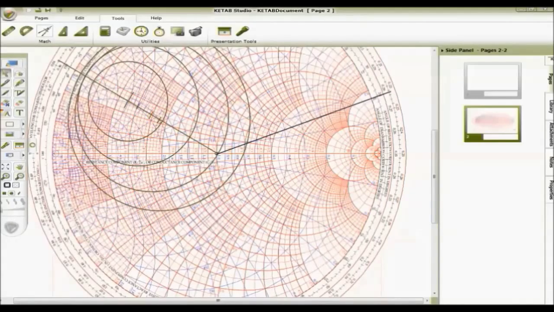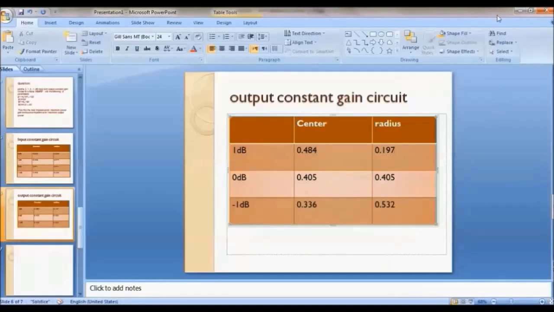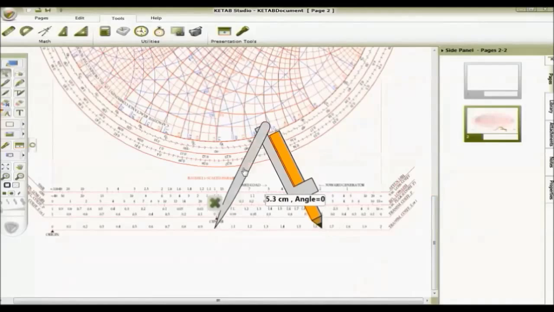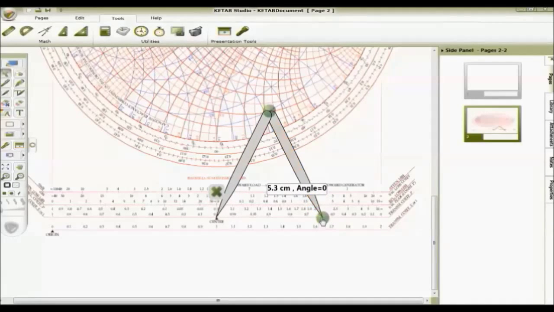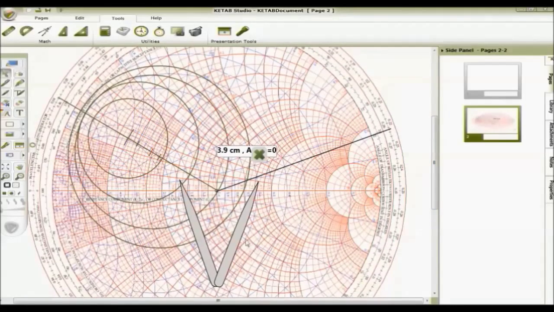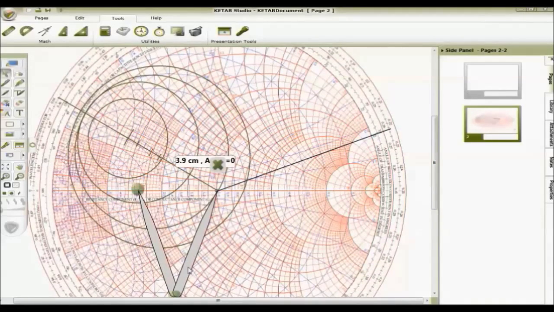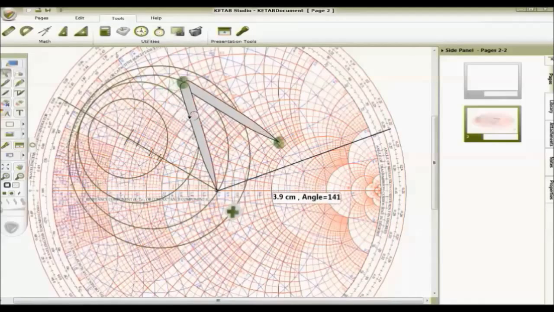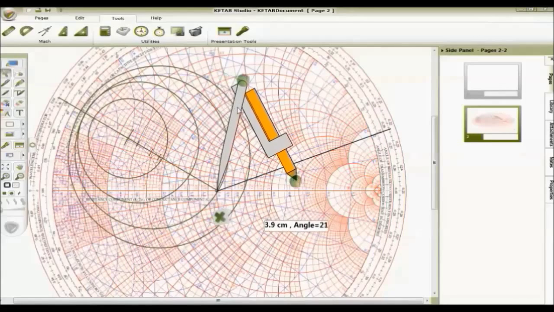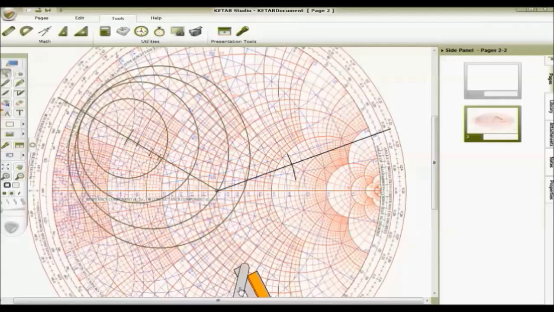So open the canvas and add the reflection coefficient axis on the bottom of the Smith chart and use the compass to measure the value of the center. Then we go and plot the center by putting the pin of the compass at the center of the Smith chart. And the new center will be the intersection point between the phase line and the arc drawn by the compass. Now the radius will be from the new center with the compass opened with the value of the radius at the same reflection coefficient axis. And for 0 and minus 1 dB it is the same as for the 1 dB.